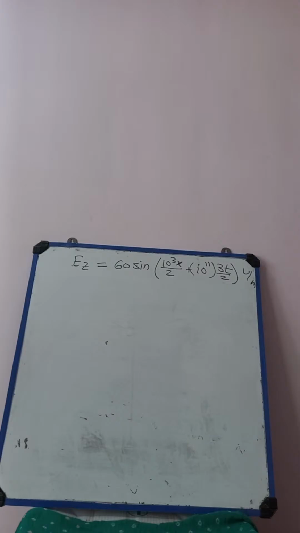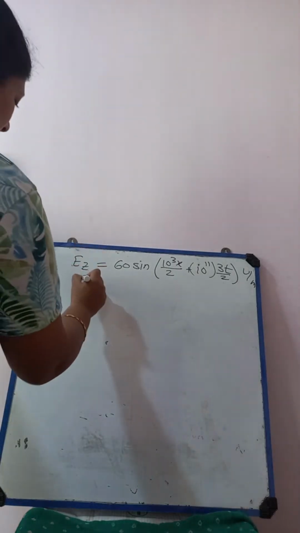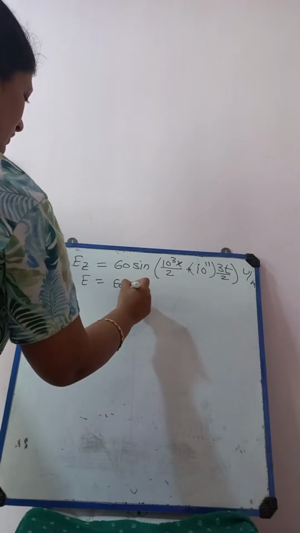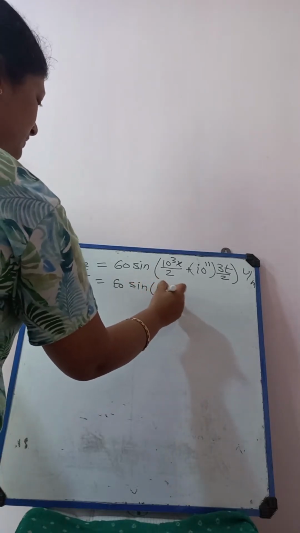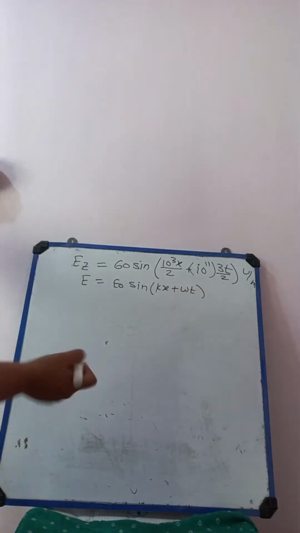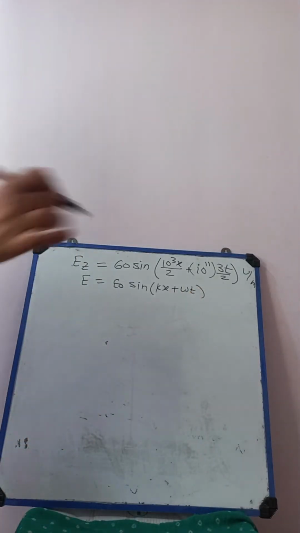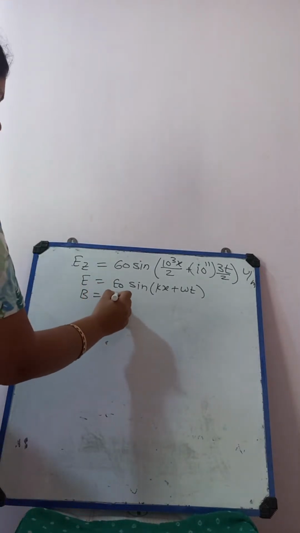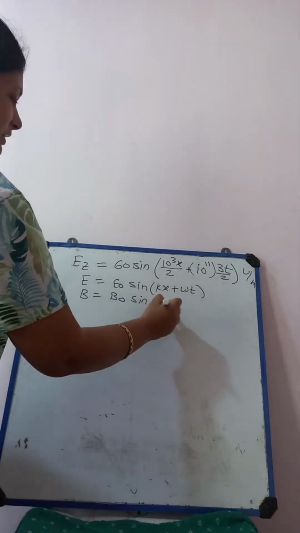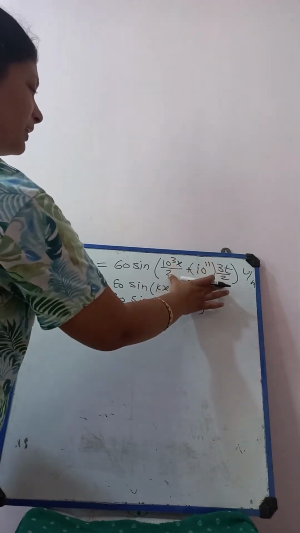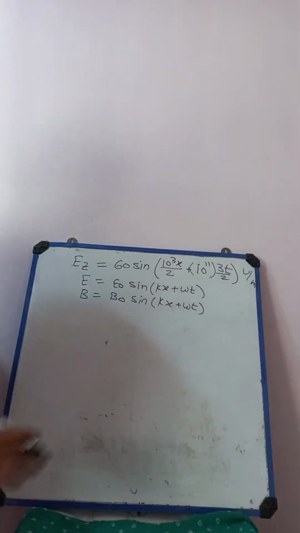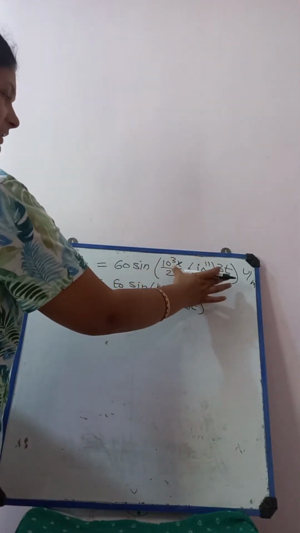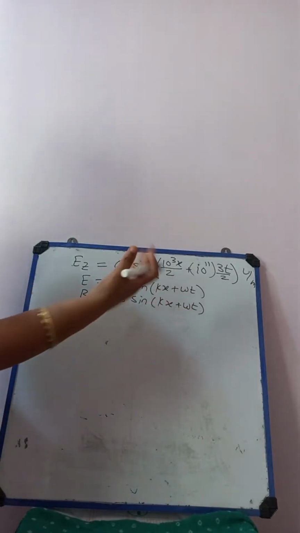First question is, write an expression for the magnetic field. Okay, so in electric field we know that normally we write E is equal to E naught sine of (kx plus omega t). This is the standard expression for the electric field. And for the magnetic field, B is equal to B naught sine of (kx plus omega t). Whatever portion is inside this bracket, the same bracket will come here. The sine functions are also the same.